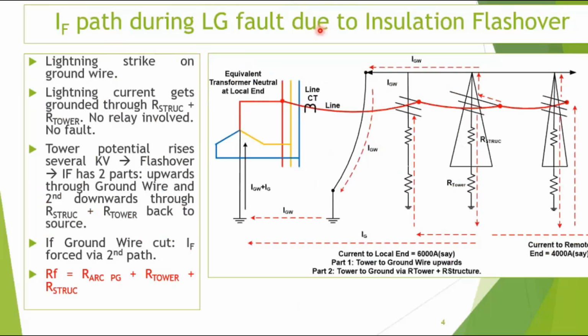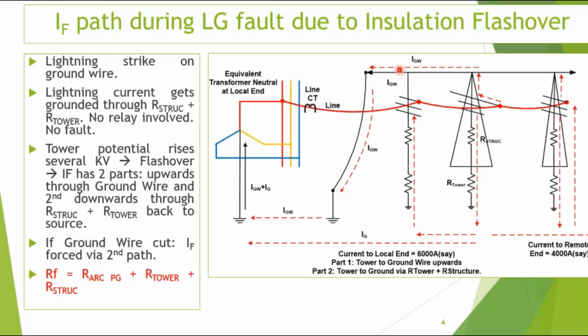Now there is another type of LG fault, which is the insulation flashover. One was an external object touching the conductor. Insulation flashover means the most common source is a lightning strike on the ground wire.